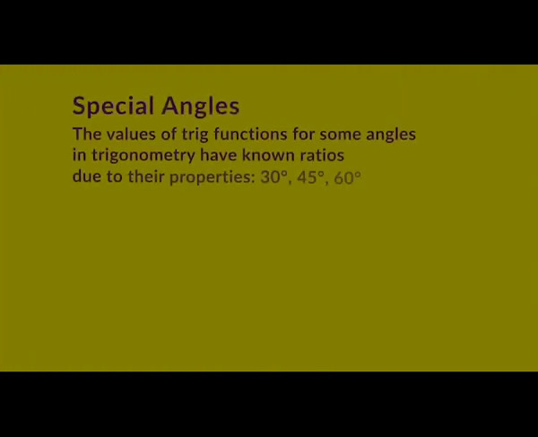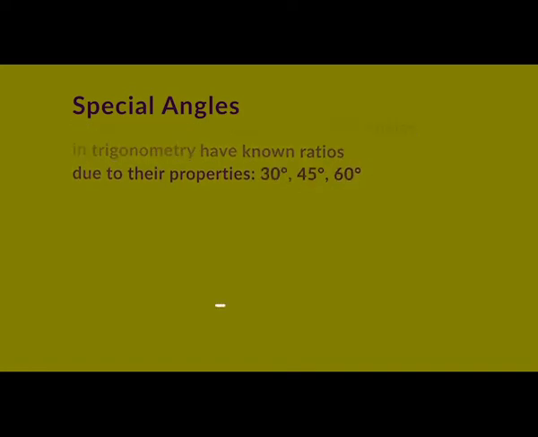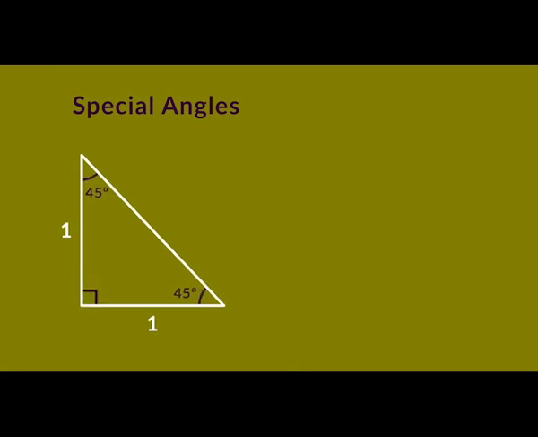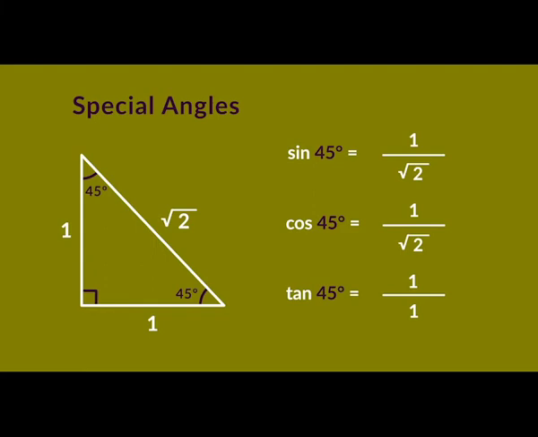The values of trig functions for some angles in trigonometry have known ratios due to their properties. They are angles of 30 degrees, 45 degrees, and 60 degrees, and are called special angles. Have a look at this right-angled triangle with an angle of 45 degrees. The two acute angles are equal, and therefore the two sides must be equal. This gives us a ratio which applies to any triangle that shares these same properties. So the trig ratios for 45 degrees will look like this. Quite cool, huh?